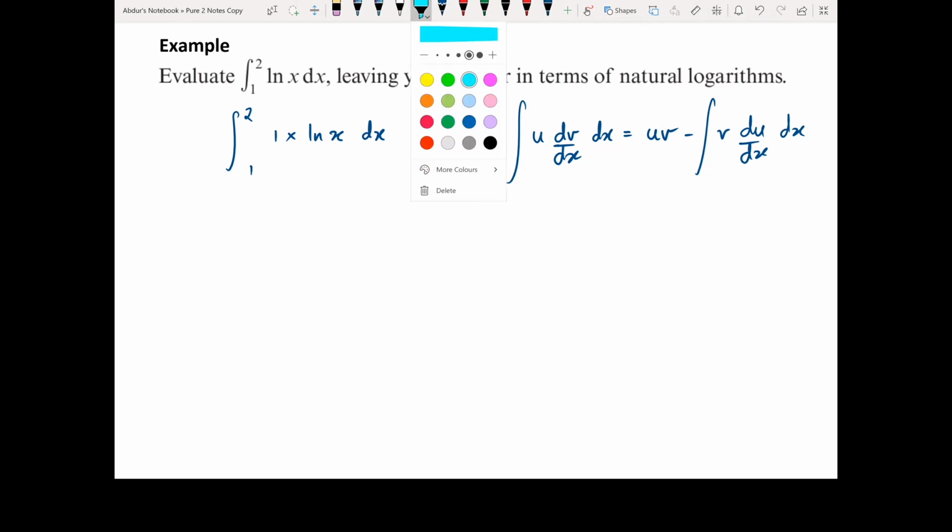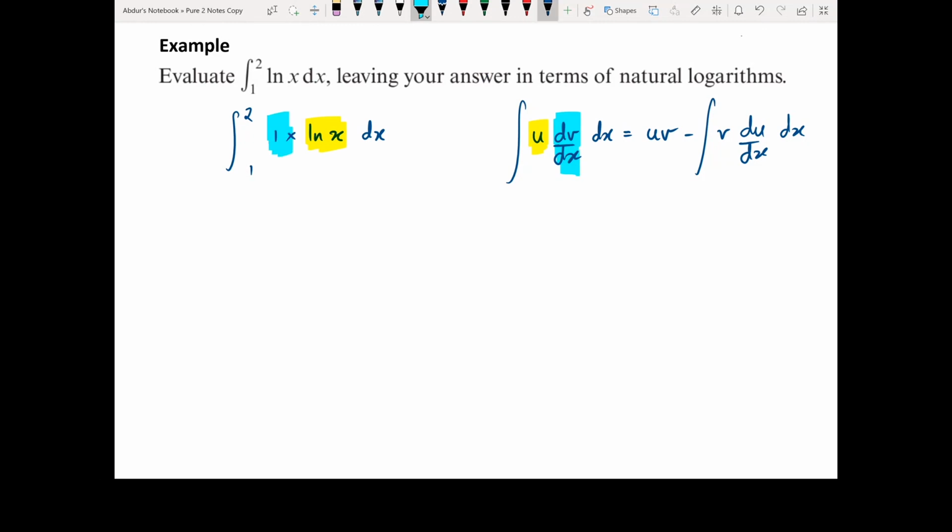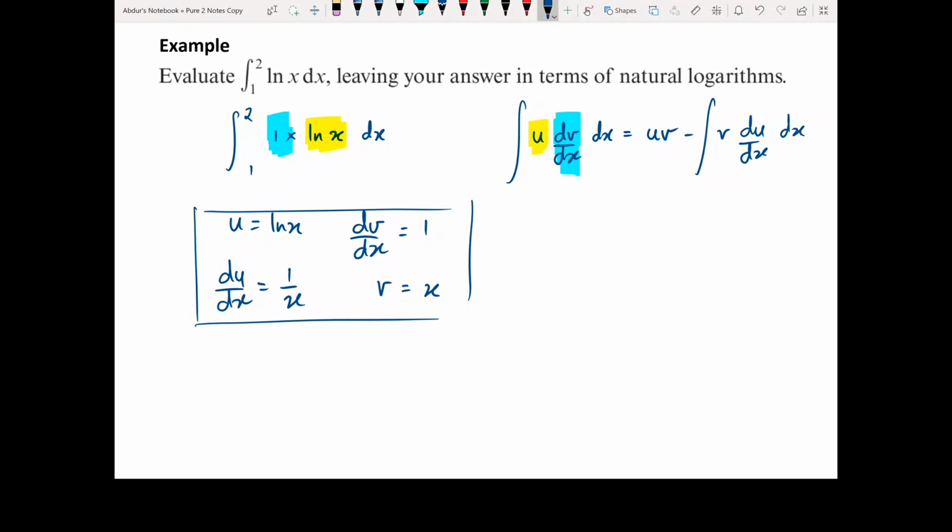So what are we calling u? Well, we said we can't integrate ln x, so u has to be ln x, and we let dv/dx be 1. So start by writing down what u is. u is equal to ln x, and dv/dx is equal to 1. Differentiating u gets us 1 over x, and integrating dv/dx gets us v is equal to x. We're going to substitute these into our integration by parts formula. These are my substitutions that I'm going to use.